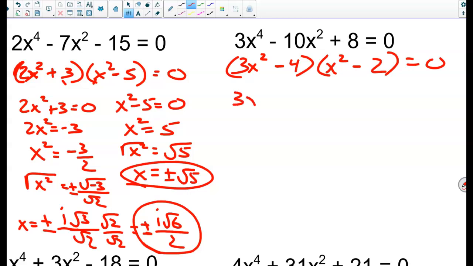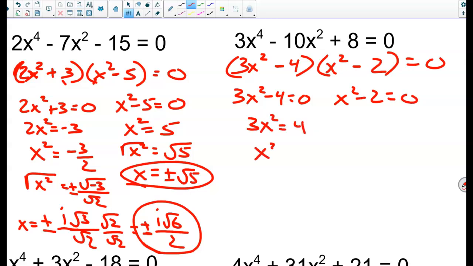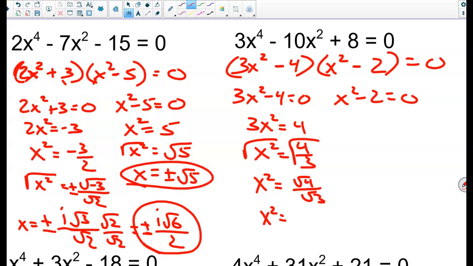And this one's a little bit easier in the sense that when I set each parenthesis equal to 0, I don't have to deal with any negatives. I add 4, and I divide by 3. So it's x squared equals 4/3. When I square root both sides, x equals the square root of 4 over the square root of 3. The square root of 4 is 2.